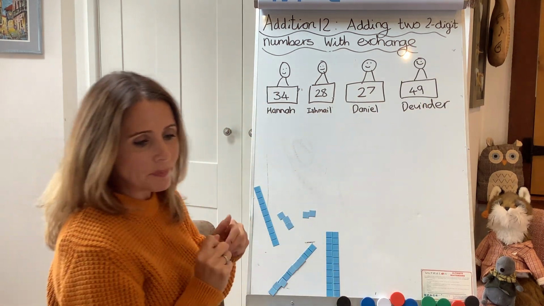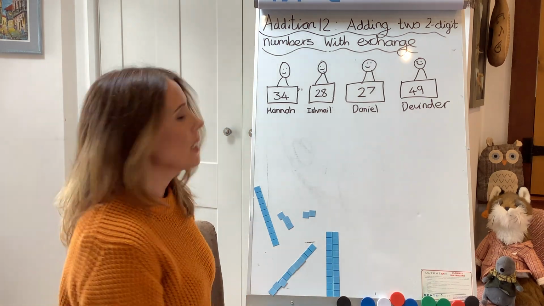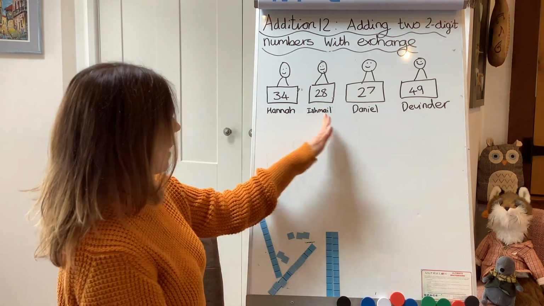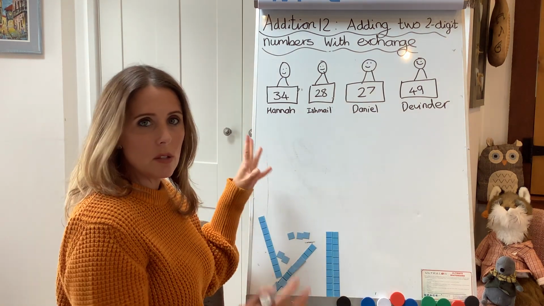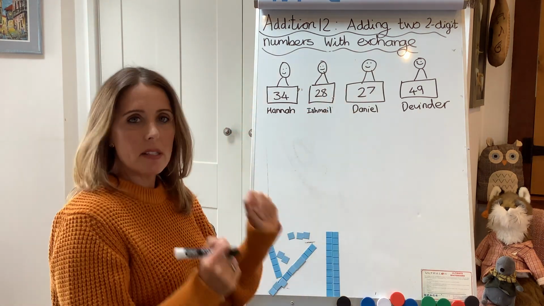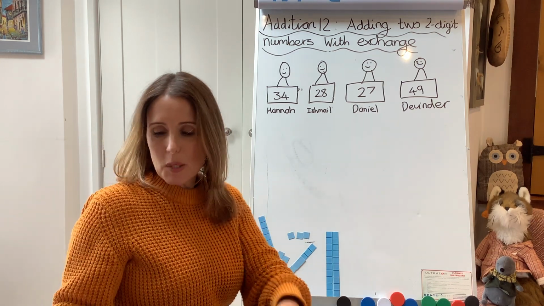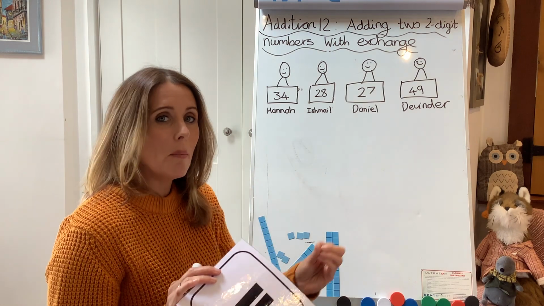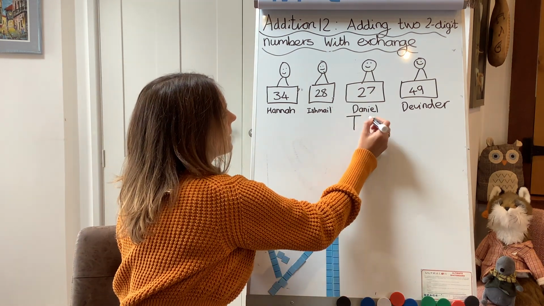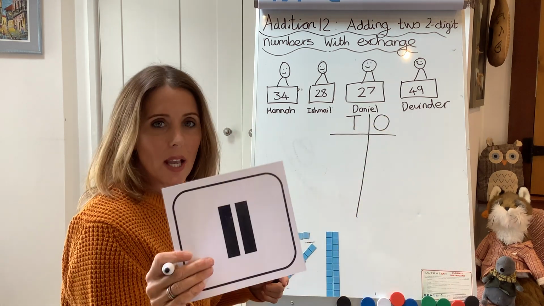Okay, so I want to find out what Ishmael and Hannah have scored all together in total. So what have they scored combined in total? So we're going to add 34 and 28 together. So what I want you to do is pause it and have a go using either number line or using the base 10, using 10s and 1s to work that out. Pause it, off you go.